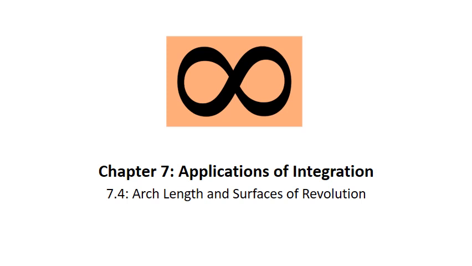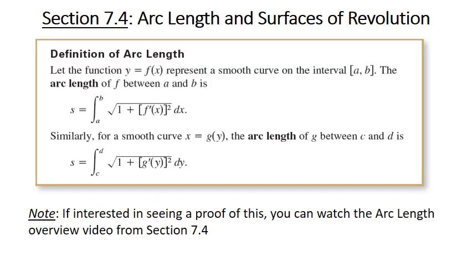This is section 7.4, which involves arc length and surfaces of revolution. In section 7.4, we are given the definition of arc length. If you want to see the proof of this, which is completely up to you, you can watch the overview video from section 7.4. That's in OneNote.